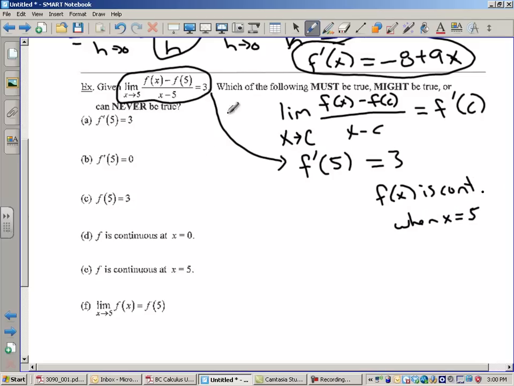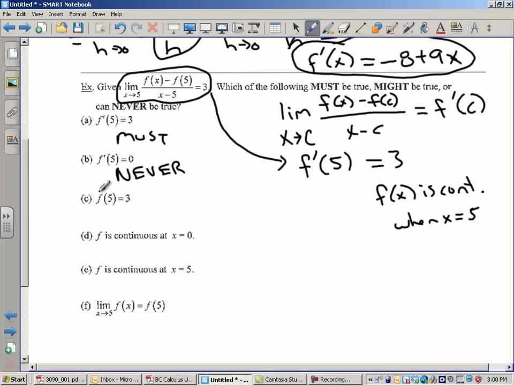So with all of that being said, let's check these. Are all of these must, might, or never? F prime of 5 is 3. That must be true. That's exactly what this says. F prime of 5 is 0. You cannot have two different slopes at the same x value, so this is impossible.